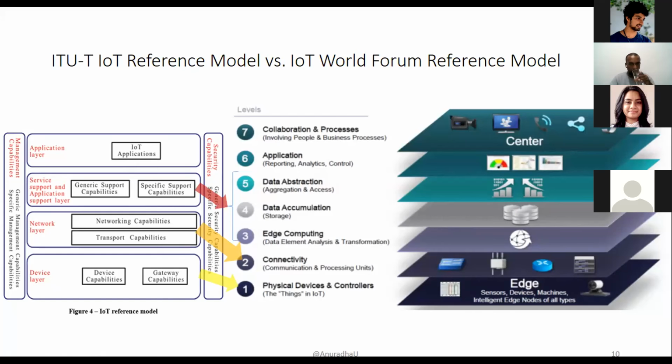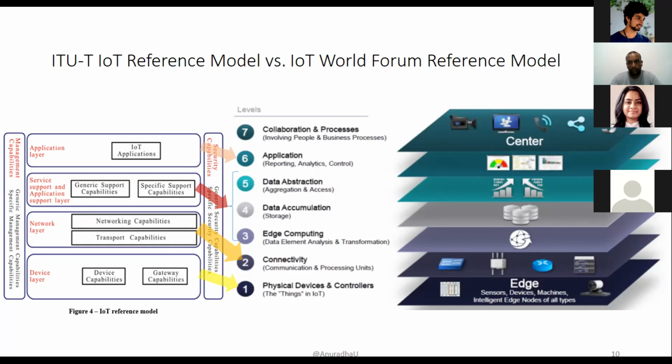And then you have the service support and application support layers and capabilities on the ITU side, which are represented by data abstraction, data accumulation, and edge computing to a certain extent on the IoT World Forum side. Your applications are the application layer in the IoT World Forum reference. But on top of that, you have collaboration and processes, which involve people and business processes. That is not actually mentioned in the IoT reference model, but it is also a very important aspect when you want to look at the more industry view of the IoT.